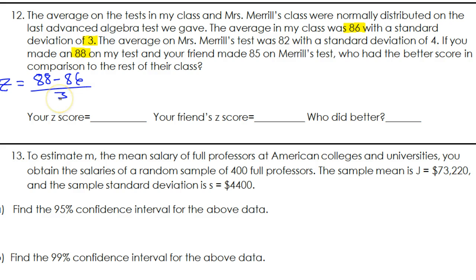Alright, so there you go. And that's going to give you a z-score of 0.67. Now again, remember that the formula for z-score is a certain value minus the mean divided by the standard deviation. So, if we're going to do your friend's z-score, these are the three values we're going to need: the class average, the standard deviation, and your friend's score.